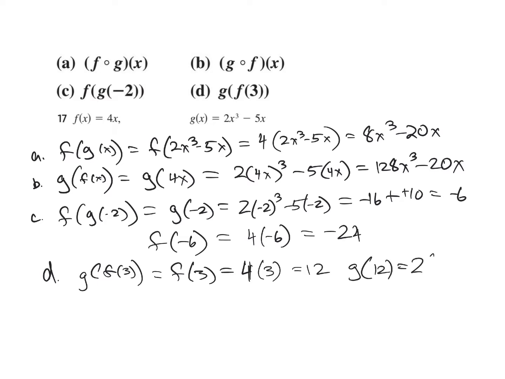So 2 times 12 cubed minus 5 times 12. 12 cubed is 1,728, times 2 is going to give you 3,456, and 5 times 12 is 60. So you subtract that, and you get 3,396. All right.